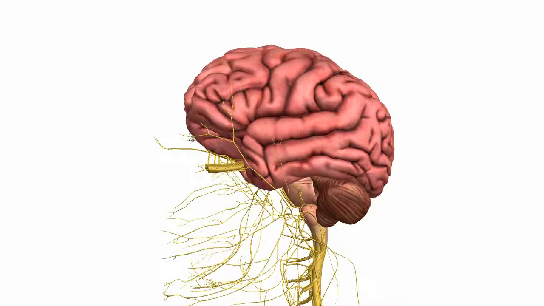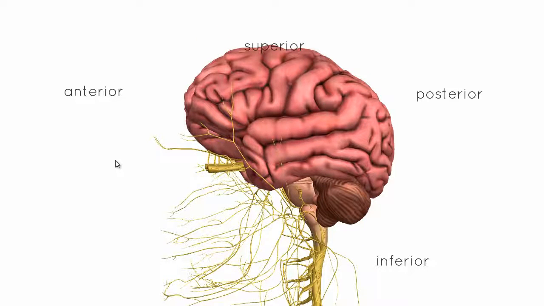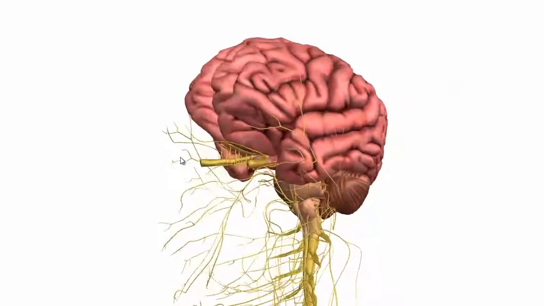So we'll start off by looking at the brainstem. First of all, I'll just point out what we're looking at here. We're looking at a side view of the brain. Anterior is this side, posterior is this side, and obviously superior and inferior. So you can sort of see the brain, how it sits there. I'm just going to rotate it around and we'll take a look at the brainstem.